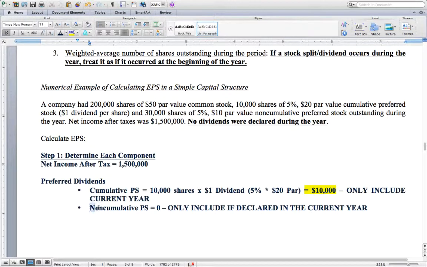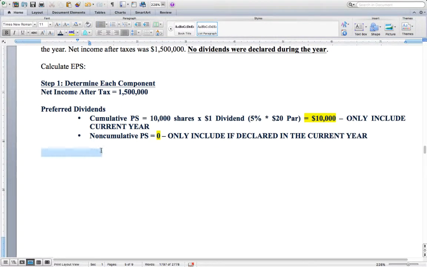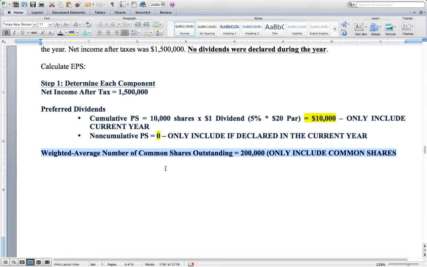With non-cumulative preferred stock, since you did not declare any dividends in the current year, you do not include it in the calculation. That is very important to make sure you understand: it's only if it's declared that non-cumulative preferred stock gets factored into the calculation. And last, our third component is the weighted average number of common shares outstanding. I have given you this number of 200,000.